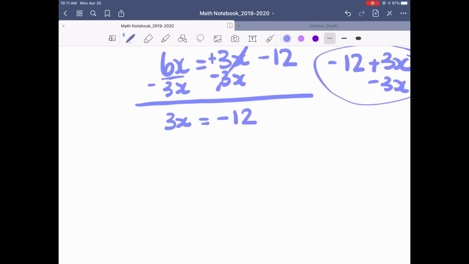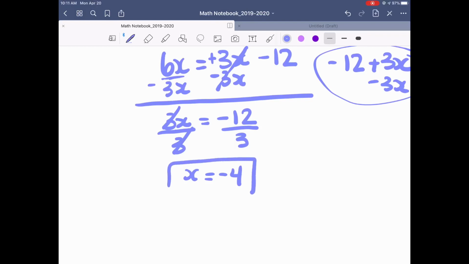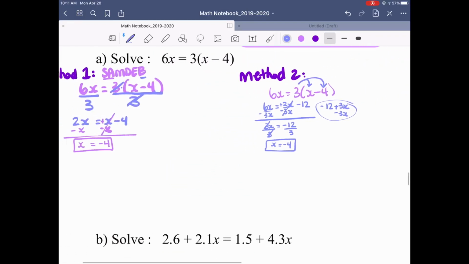And x is still not isolated, so it's being multiplied by 3. The opposite operation is to divide by 3 and cancel it out. And what you do to one side, you do to the other. So then x is equal to -4, which is the same answer we got in method 1.